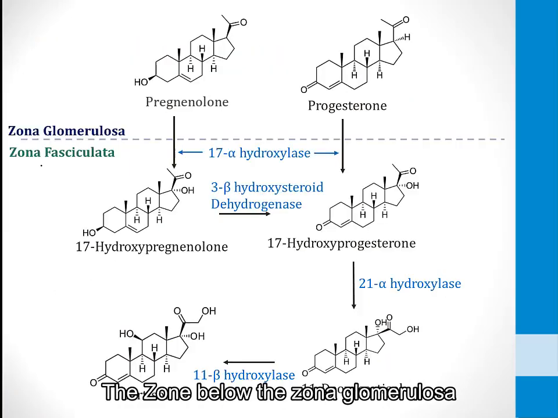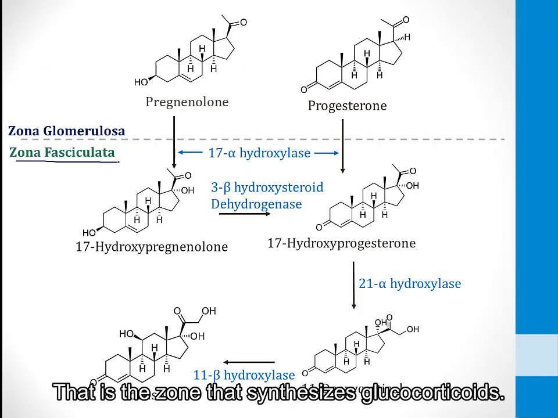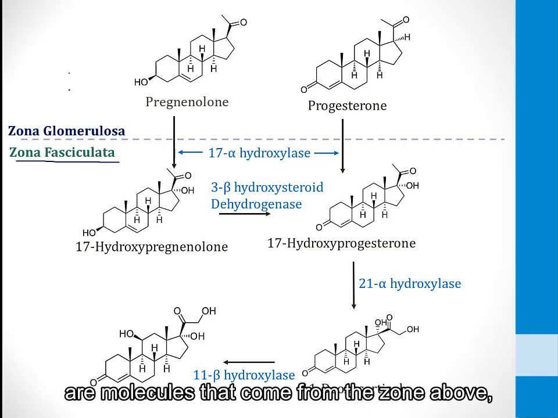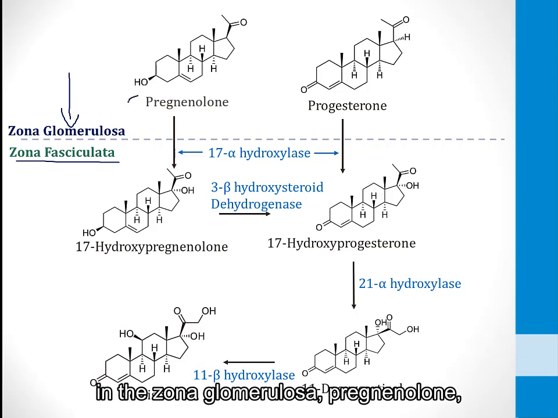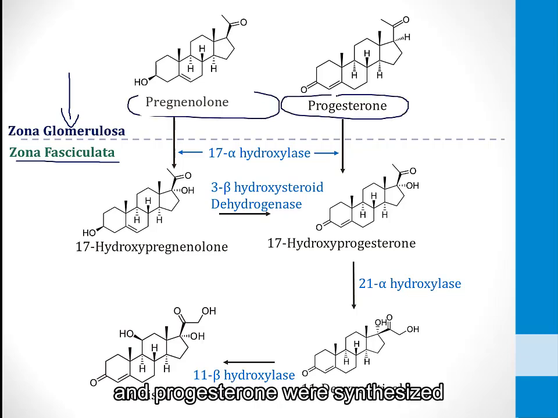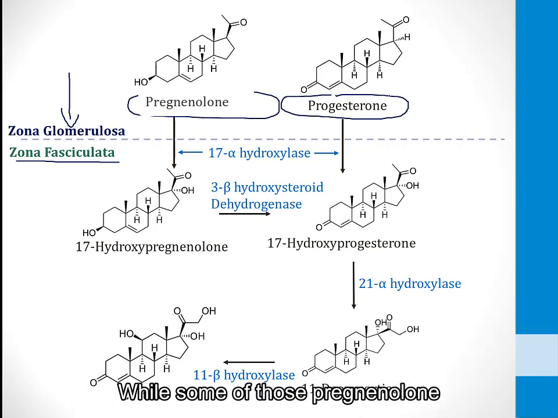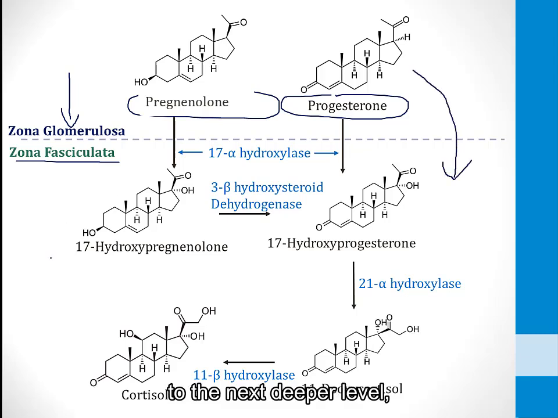The zone below the zona glomerulosa is called the zona fasciculata. That is the zone that synthesizes glucocorticoids. What it uses as a substrate for glucocorticoids are molecules that come from the zone above, the zona glomerulosa. So as we saw in the last slide, in the zona glomerulosa, pregnenolone and progesterone were synthesized in the process of making mineralocorticoids. Well, some of those pregnenolone and progesterone molecules will percolate down to the next deeper level, which is the zona fasciculata, and they will be used as a substrate for glucocorticoids.